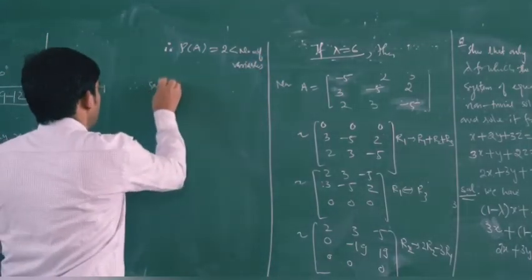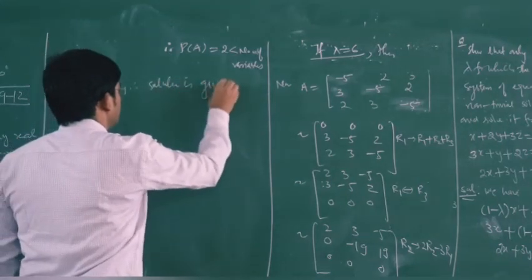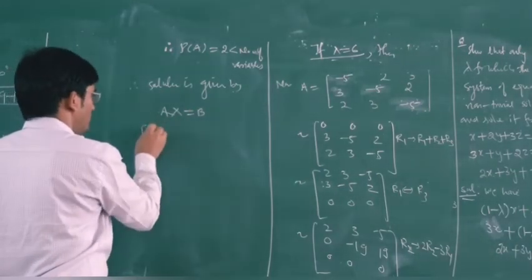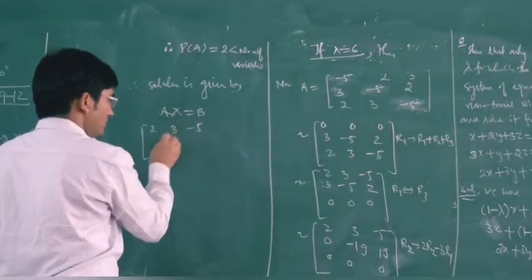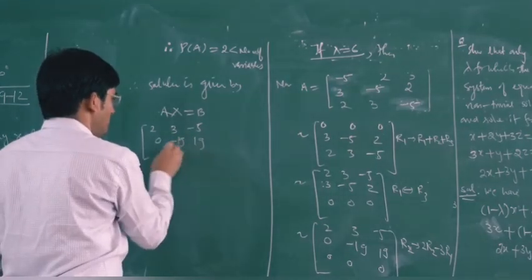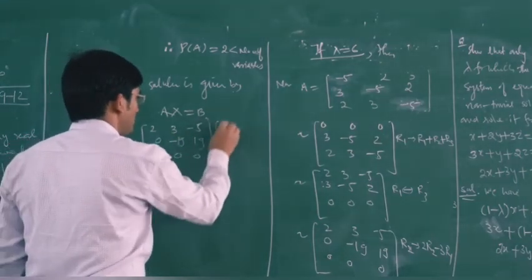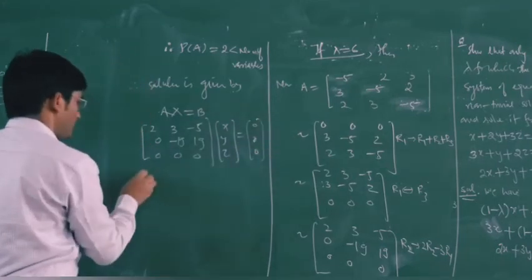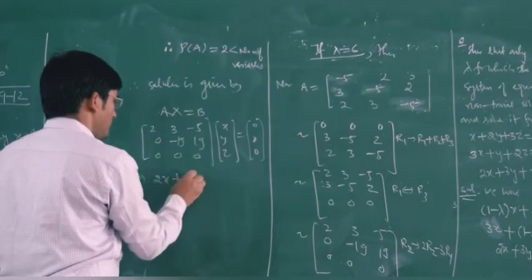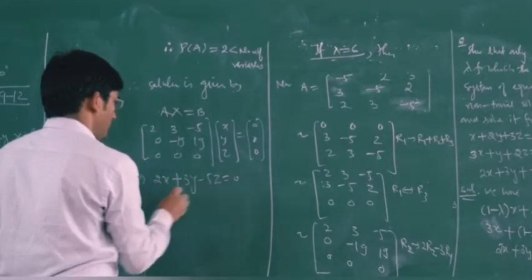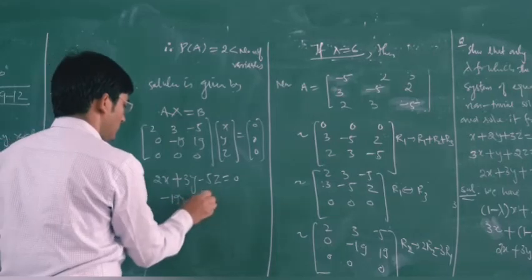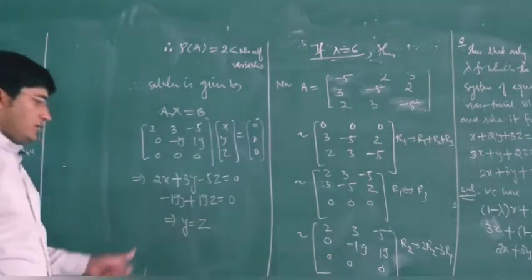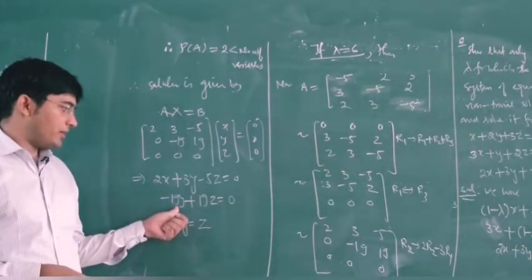Therefore, the solution is given by Ax equal to b, where my A is 2, 3, minus 5, 0, minus 19, plus 19, 0, 0, 0, and your x is x, y, z, and b equal to 0, 0, 0. So from here we have 2x plus 3y minus 5z equal to 0, and then minus 19y plus 19z equal to 0. So from here we have y equal to z.